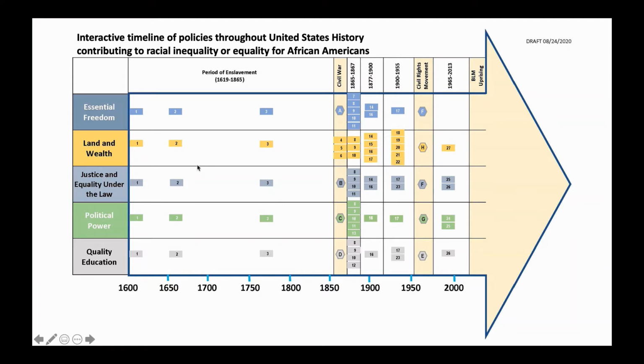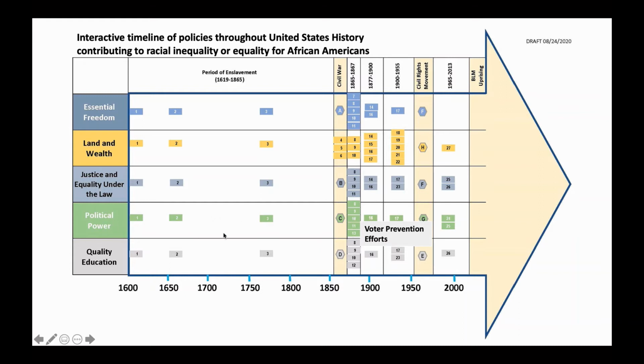Looking at the category of political power, we can see that immediately after African Americans were granted the right to vote, the backlash of white supremacy, black codes, white terrorism and lynching, incarceration, convict leasing and chain gangs, and voter prevention efforts all led to racial inequality for African Americans in the area of political power.